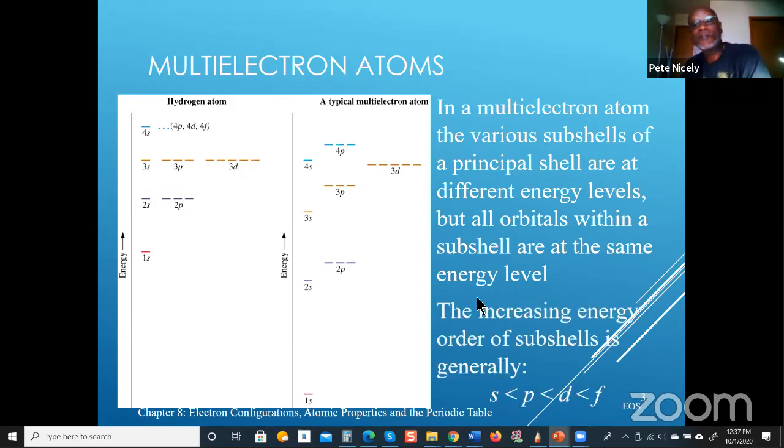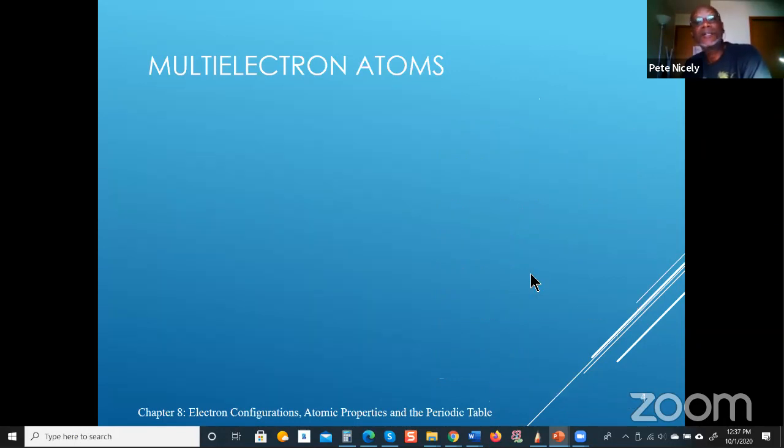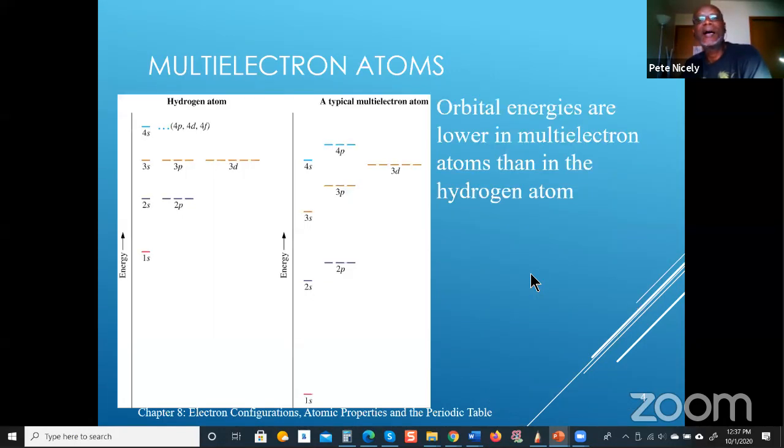Another thing I want to point out before we leave this page is that within each subshell, and this is true for the multi-electron atom, the s orbitals or the s subshells will have a lower energy compared to the p subshell, which in turn will have a lower energy compared to the d subshell, which in turn will have a lower energy compared to the f subshell. So this is basically an order in terms of the energy that you'll see within every single shell which has these subshells, all right?